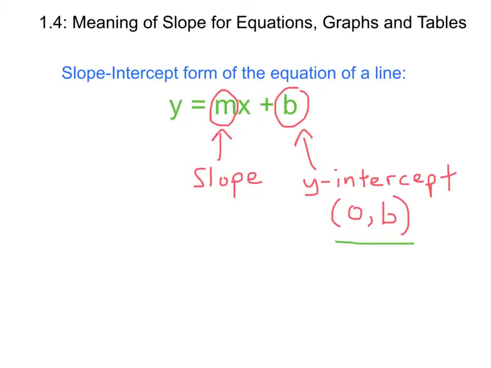Now we've already gone over a way of graphing lines by making a table of ordered pairs and plotting points. But there's another way you can graph a line using the slope and the y-intercept, and I'd like to show that to you now.